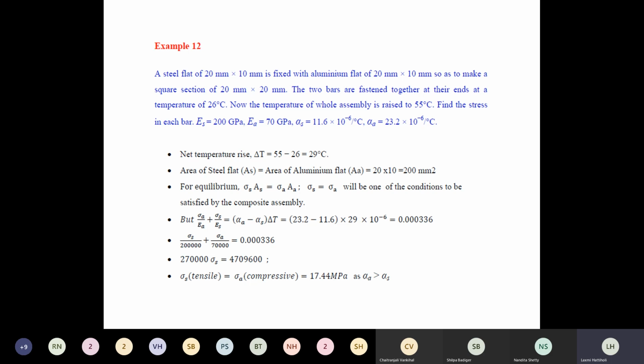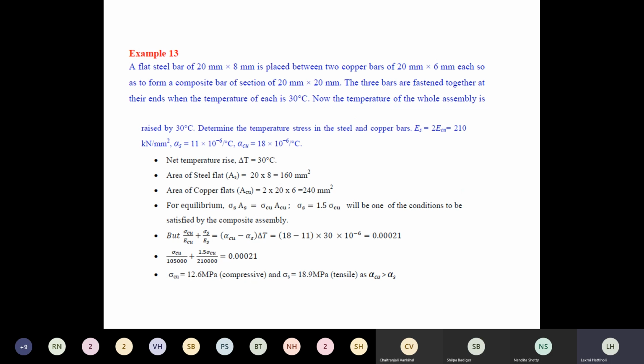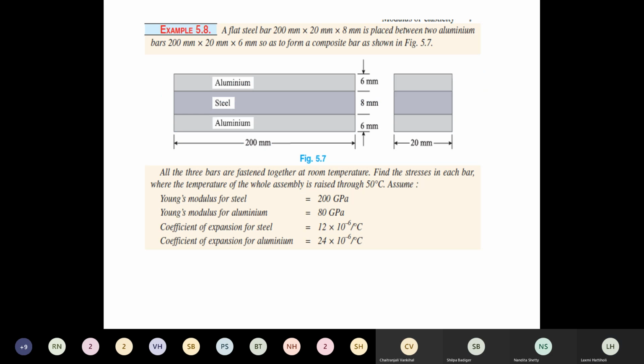So from this I can say that alpha A is greater than alpha s. So that's how the stresses have been calculated here. Now we shall go to the next example. Let me take this example now. So just observe the example carefully.